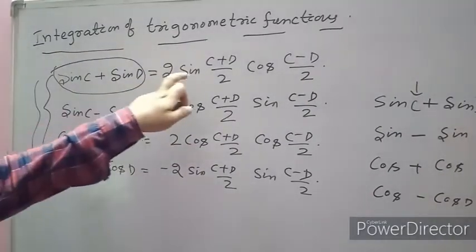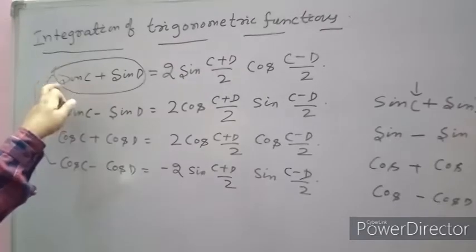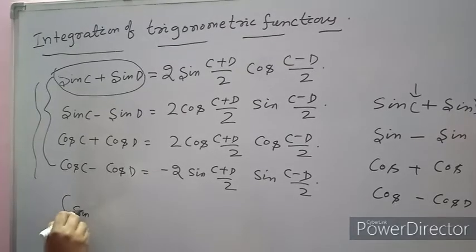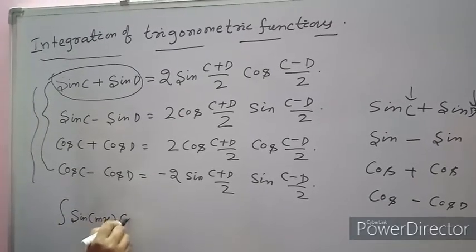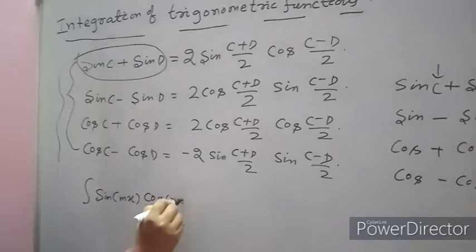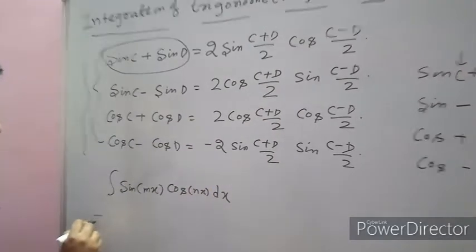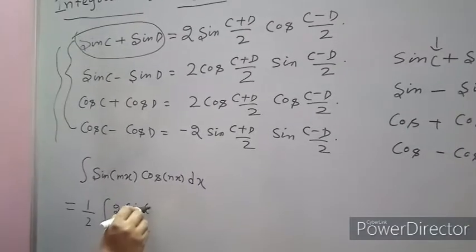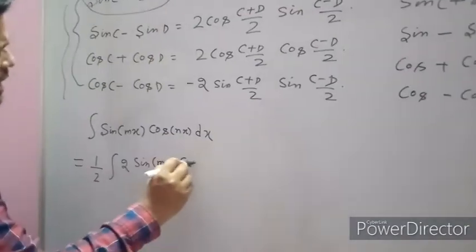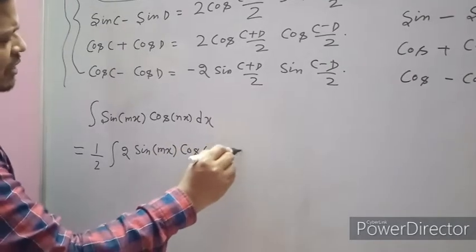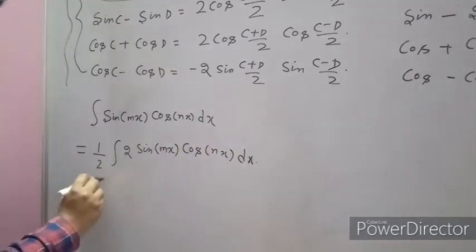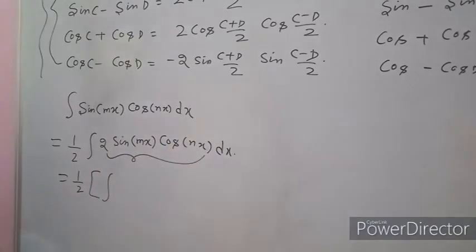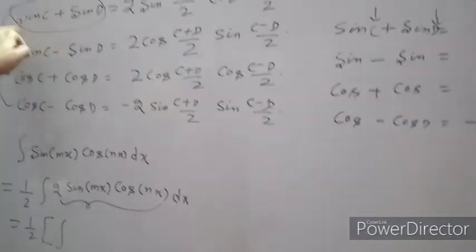So when you get something like this, you have to convert that into this form. Let us start. Suppose you are given integration sin mx cos nx dx. The first step in this case would be to multiply by 2 and divide by 2. So what you get? Half integration 2 sin mx cos nx dx. That would be half integration 2 sin a cos b. That means essentially you are converting the product to sum.